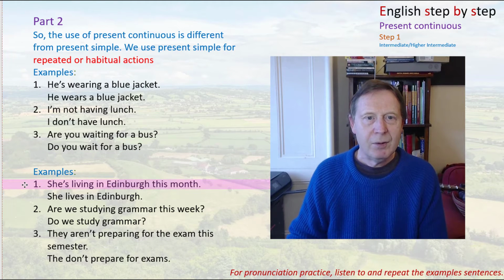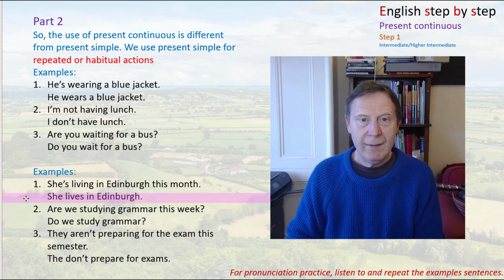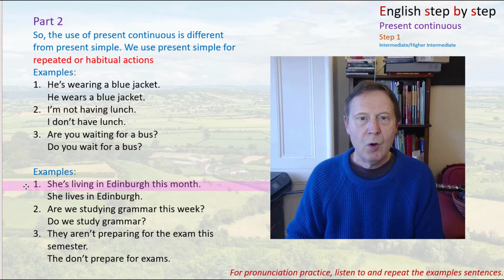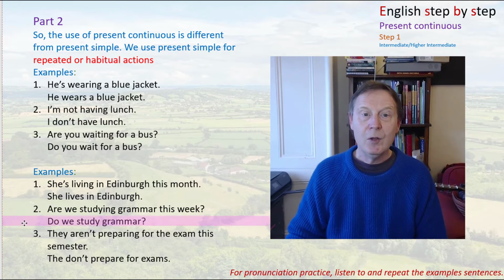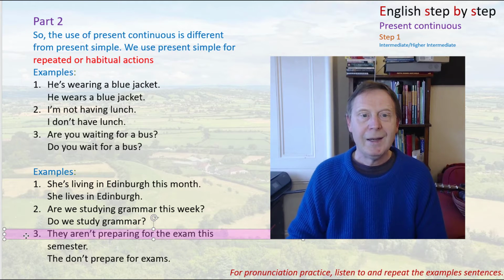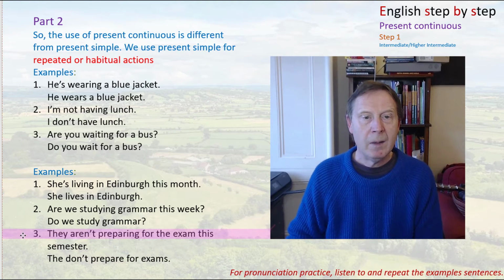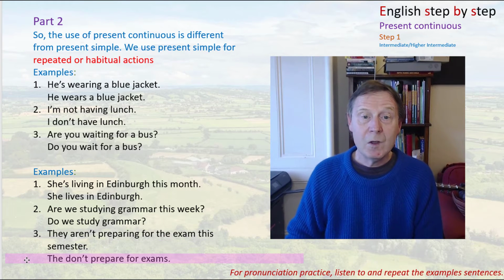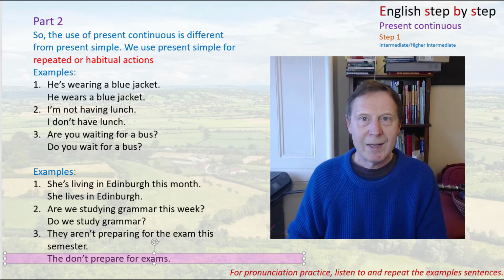So here's some more examples. Example 1. She's living in Edinburgh this month. She lives in Edinburgh. So the first one is short term, the second one is long term. Are we studying grammar this week? Do we study grammar? Again, temporary, long term. 3. They aren't preparing for the exam this semester. They don't prepare for exams. Again, this one is talking about a temporary situation and this one is talking about a long-term situation. So those are the differences between present continuous and present simple.